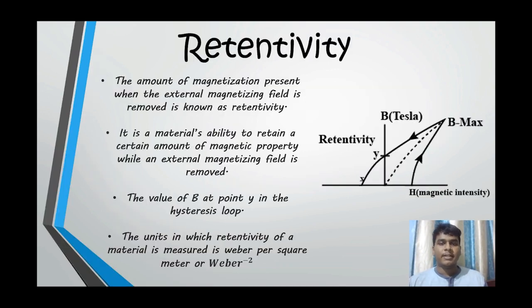Now let's see what retentivity is. It is the amount of magnetization present in a ferromagnetic substance even after the magnetic field is removed. It is the material's ability to retain a certain amount of magnetic property when an external magnetizing field is removed. The value of B at point Y on the hysteresis loop is the retentivity. The unit in which retentivity of a material is measured is Weber per square meter, or Weber raised to minus 2. Now let's see what coercivity is.